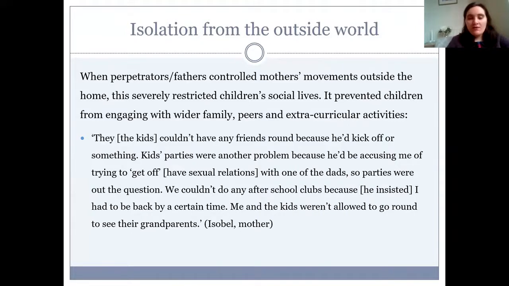The kids couldn't have any friends round because he'd kick off or something. And kids' parties were another problem because he'd be accusing me of trying to get off with one of the dads, have sexual relations with one of the dads. So parties were out of the question. And we couldn't do any after-school clubs because he insisted I had to be back by a certain time. So she wasn't able to pick them up from the after-school club, which finished after the curfew. Me and the kids weren't allowed to go around to see their grandparents.